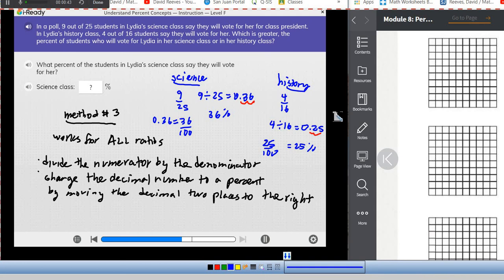I hope you will use a combination of these 3 methods as you come across numbers. Some are easily converted, and you can use mental math even and quickly change them to percents. Other ones are not easily converted, and that's when you use this method number 3, dividing the numerator by the denominator and moving the decimal 2 places to the right.